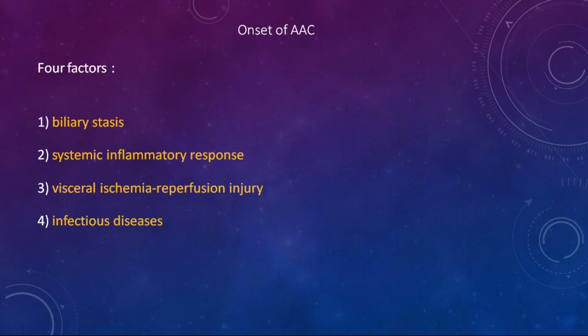So the four factors which cause onset of acute acalculous cholecystitis, which I have been continuously saying from the start of the class: biliary stasis, systemic inflammatory response, ischemia or reperfusion injury, and infectious disease. These are the four things which you should remember. Even if you forget everything else, these four things you should always remember: biliary stasis, systemic inflammatory response, ischemia, and infectious disease. These are the main four factors.